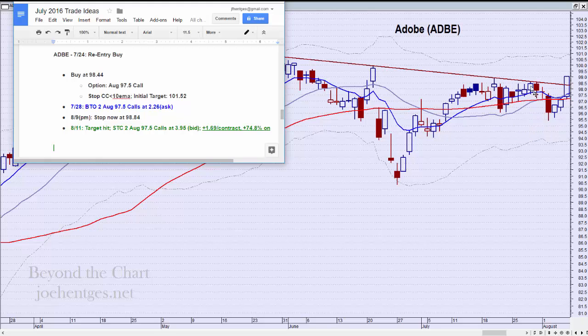and we didn't get that entry until July 28th. So here's day one that we got in, and we got the August 97.5 calls. So here's the strike price, so we were slightly in the money. Unfortunately, then we had to sit back through a little downturn, a little pullback.